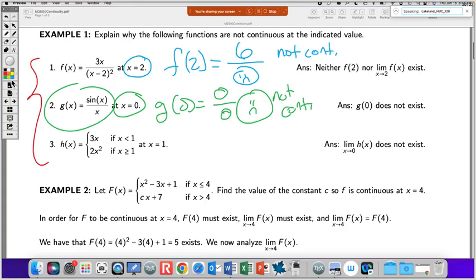Now let's look at h. Let's see. We're looking at x equals 1. Does h of 1 exist? Well, looking at here, what formula do I use when x equals 1? This one, right? So h of 1 exists. So now I have to look at the limit.